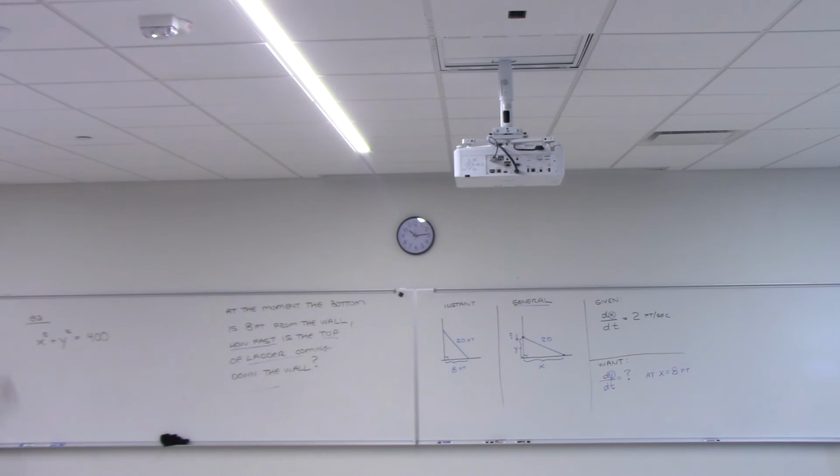So now we're going to take this, we're going to do implicit, and we're going to do the derivative with respect to t. So the derivative with respect to t of x squared plus y squared equals the derivative with respect to t of 400. Now, I'm not going to go through all the work, because we already did this. So I'm just going to go to our answer.